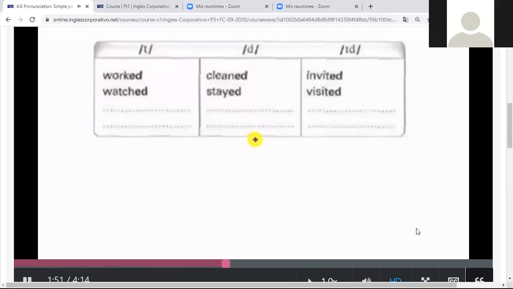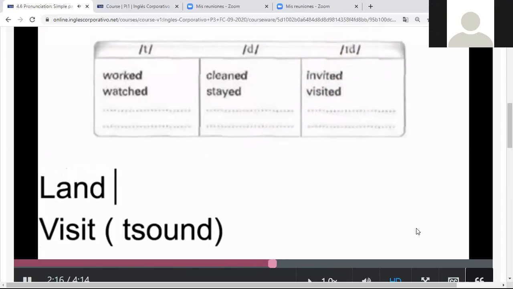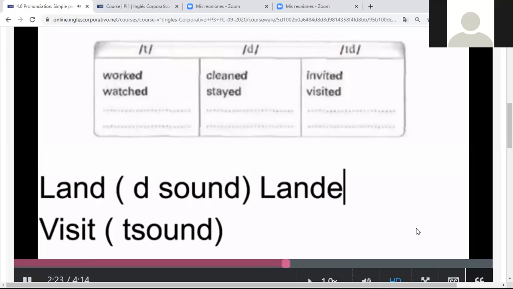Now let's try to understand the id sound. We will pronounce id whenever we have verbs that end with a T or a D sound. For example, visit has a T sound. So we pronounce the past as visited. Land has a D sound. So we pronounce the past as landed.